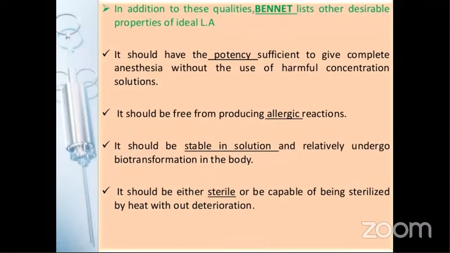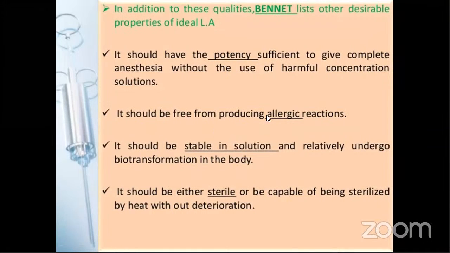In addition to these qualities, Bennett lists other desirable properties of local anesthetics. So another scientist designed some other properties. What are the properties? It should have potency sufficient to give complete anesthesia without the use of harmful concentrations of solution. He is saying that it should have sufficient potency. It should be potent at low concentration. You should not use higher concentrations, which are harmful. In low concentration of the drug, it should have more potency.